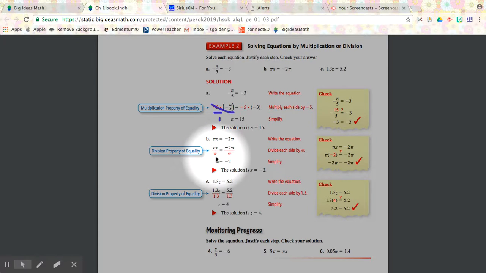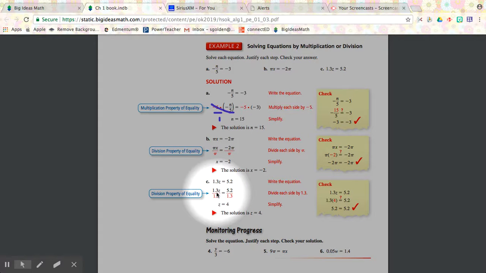When we do that, it cancels out, because pi divided by pi just equals 1. When I say cancel out, I mean it equals 1, because if it equaled 0, 0 times x would cancel our x. So it has to equal 1, because 1 times x is just x. On this side, we have -2 pi divided by pi. Well, we just said pi divided by pi equals 1. -2 times 1 is just -2. So our solution is x equals -2. If you come back over here and plug -2 in for x, I have -2 pi, and that equals -2 pi.